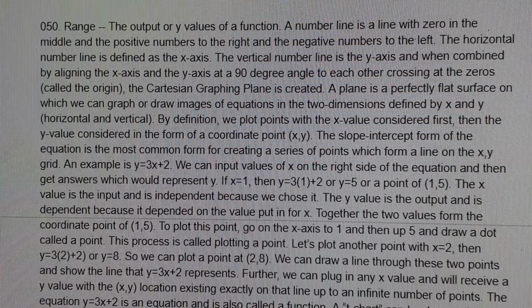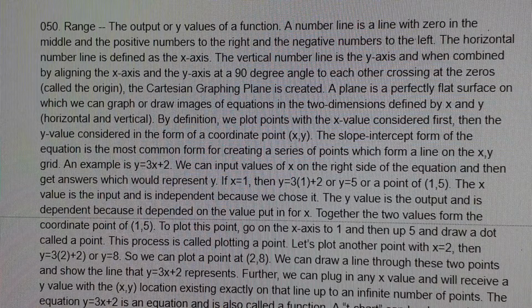We can draw a line through these 2 points and show the line that y equals 3x plus 2 represents. Further, we can plug in any x value and will receive a y value with the (x, y) coordinate location existing exactly on that line up to an infinite number of points. The equation y equals 3x plus 2 is an equation and is also called a function.